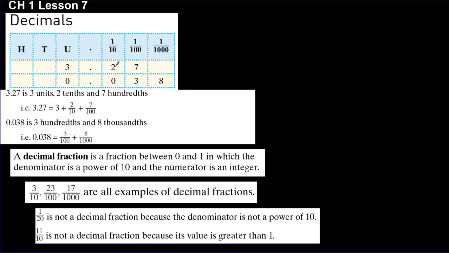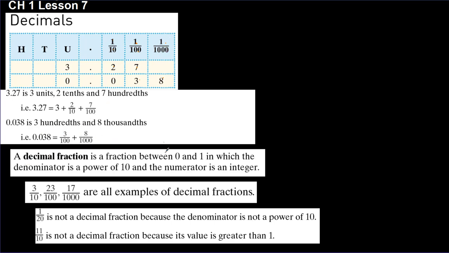When you want to mention 2 here as a normal number or fraction, it should be 2 over 10. So here it is shown as 3 plus 2 over 10, plus 7 over 100. What about the next number? This is 0, so you're not doing anything. For the 0 also you're not doing anything. And this is 3 over 100 and 8 over 1000, as you've seen here.